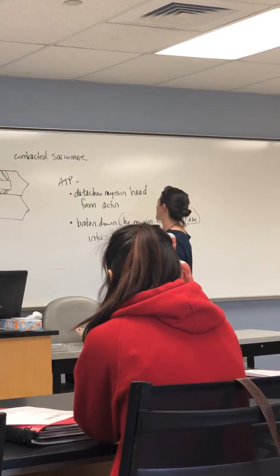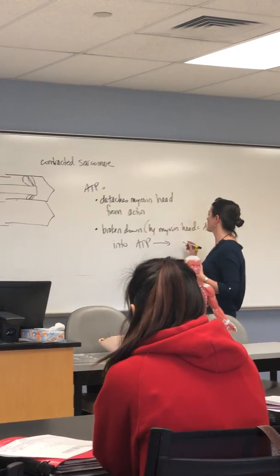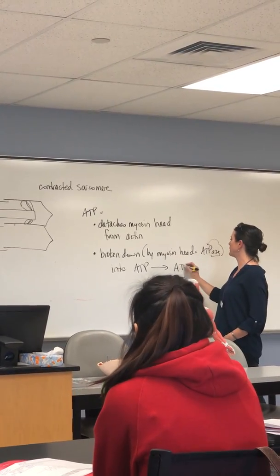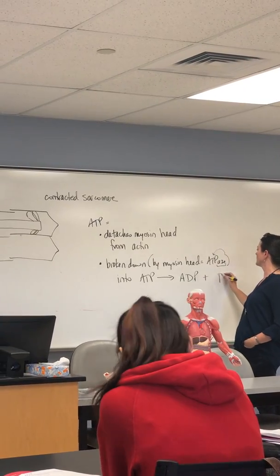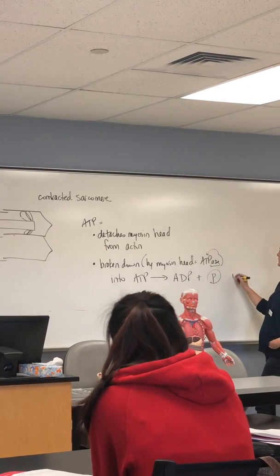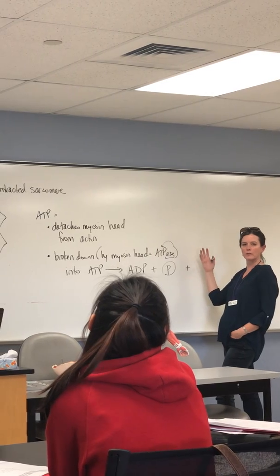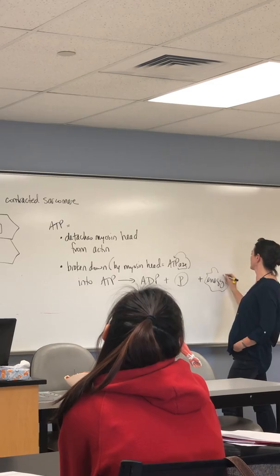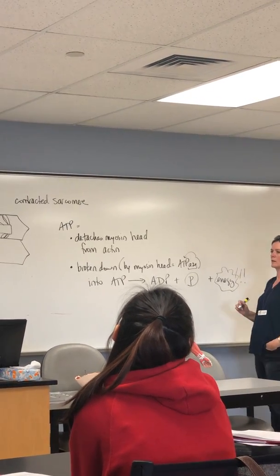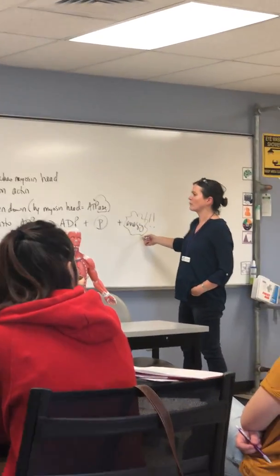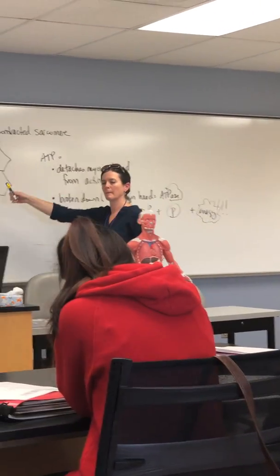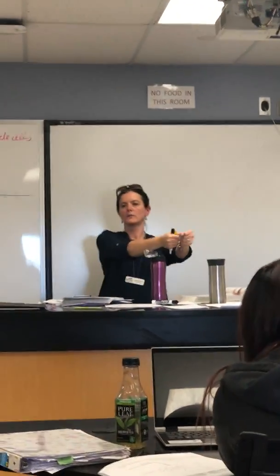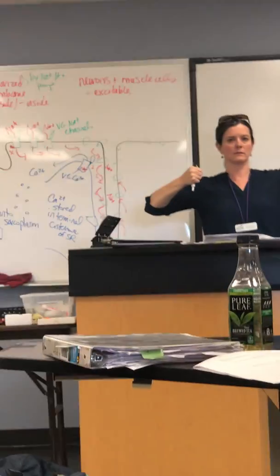And we break down ATP into what? ADP. So we've lost a phosphate. You've got a phosphate now by itself. And then what's the big product? Energy. And what do you think we use this energy for in this system? Contraction. Recocking. There you go. To recock that myosin head.